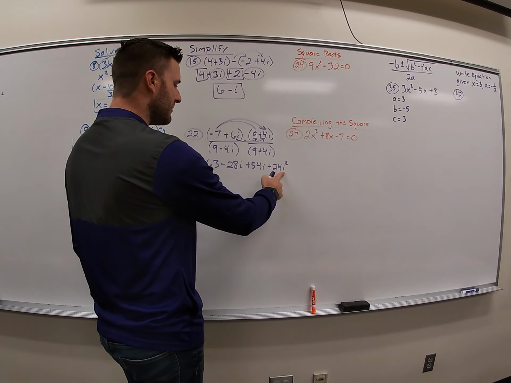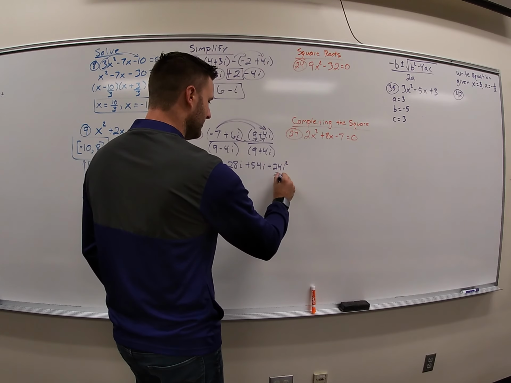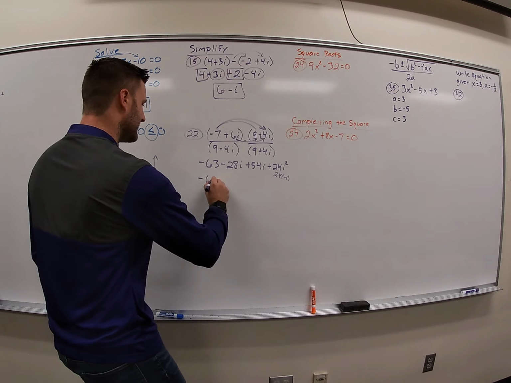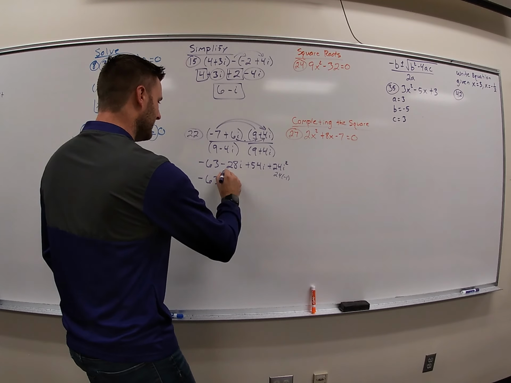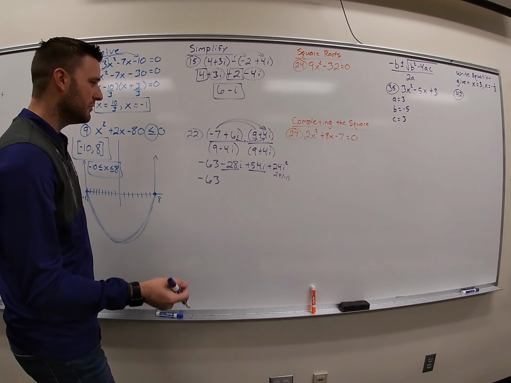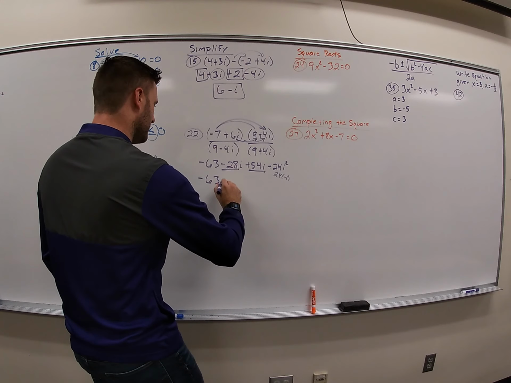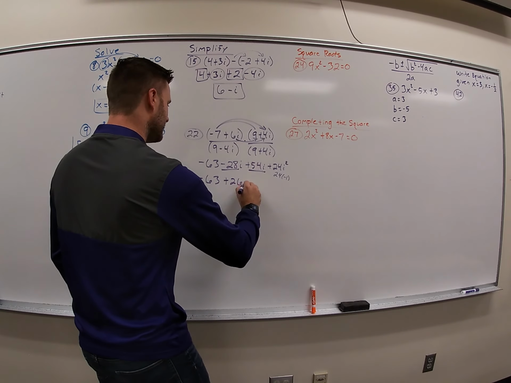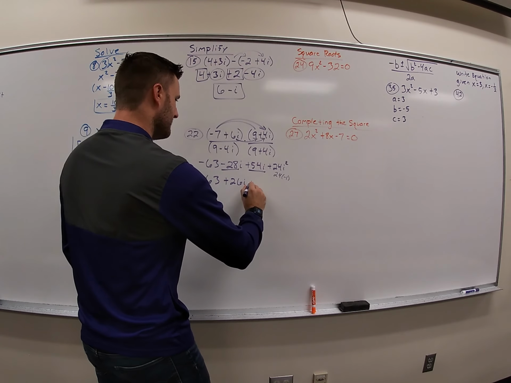Now we've talked about the calculator a few times. i squared, remember, is -1. So really this is saying, what is 24 times -1? Because i squared is -1. Oh, that's a -24. So we get this -63. Combining our two like terms here, we're going to get a positive 26, so plus 26i minus 24.